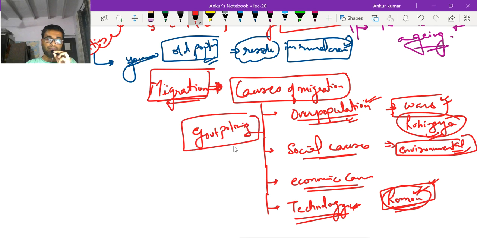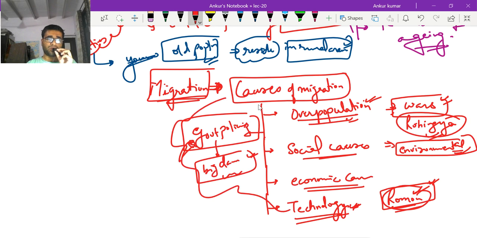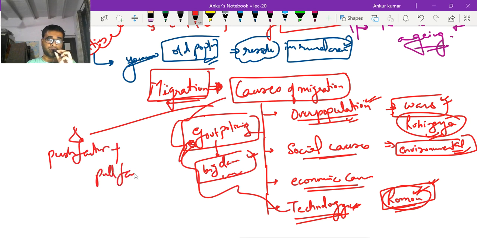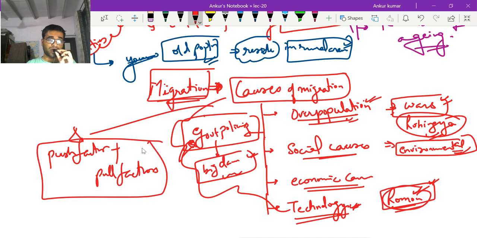For example, in case of big dam construction, when big dams are made, the population which is submerged by the waters of these dams migrates to other areas because of government policies, right? So there are a number of causes which generate push factors plus pull factors, and together, push factor and pull factor contribute to the migration of population. So this is a general discussion of what leads to the migration of the population.